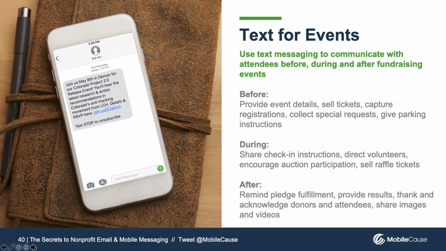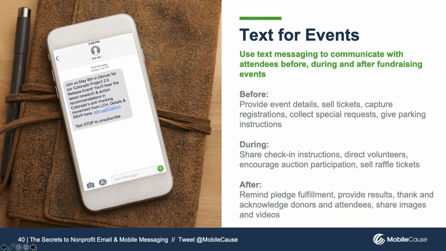So speaking about galas, luncheons, dinners, Dancing with the Stars events, you can use text messages as a way to communicate with all of your attendees, sponsors, and event volunteers. Again, text messages are immediate and timely. So you can send event details ahead of time, send a link to sell tickets, or maybe just collect registration and RSVP information. Ensure that you have enough vegetarian or kosher meals at your event, and send pertinent details like parking directions and driving instructions.